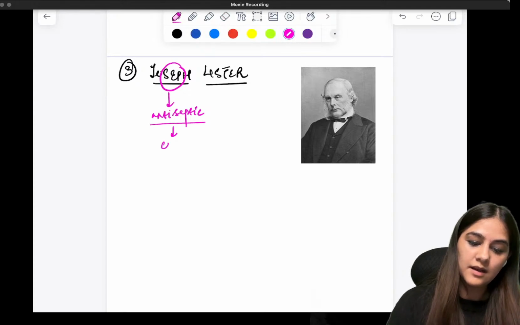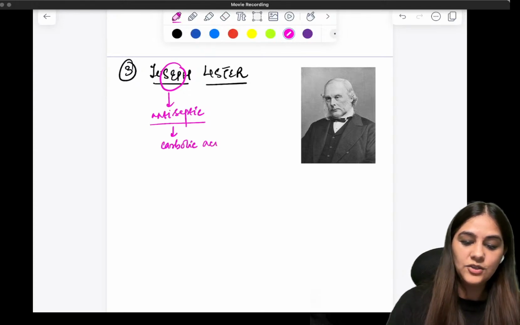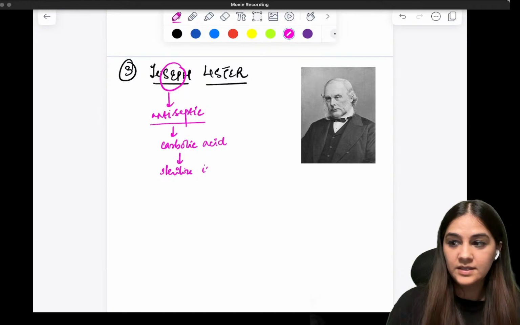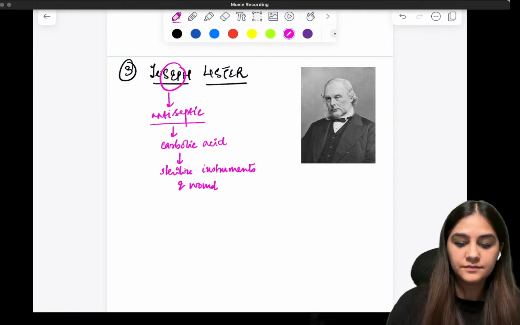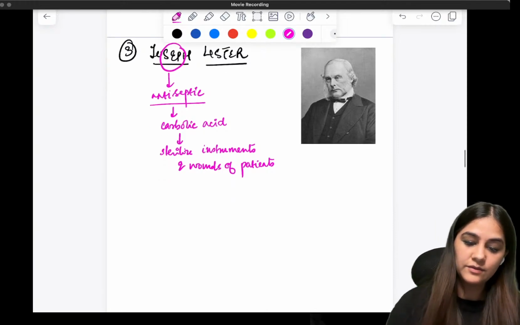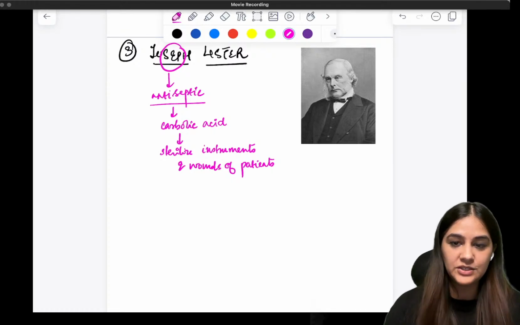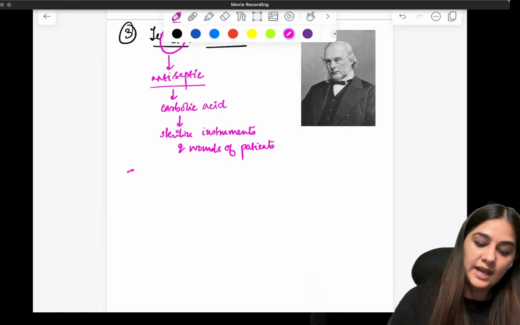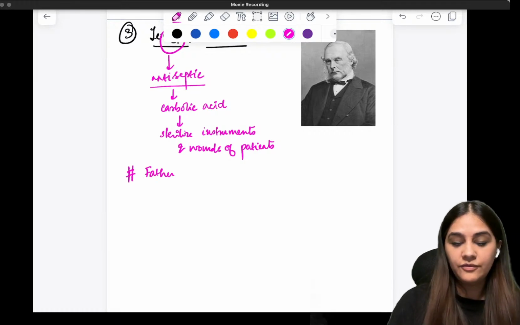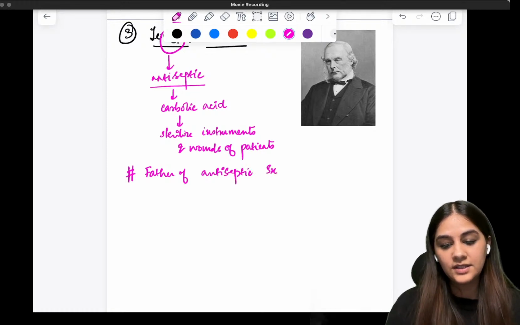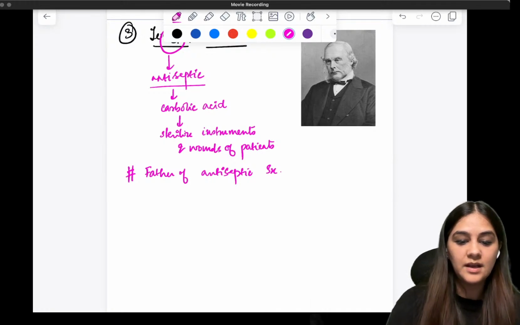known as carbolic acid, and he used this carbolic acid to sterilize instruments and wounds of patients, right? So he actually used this antiseptic, which is carbolic acid, to sterilize instruments and wounds of patients. So that is why he is known as the father of antiseptic surgery. Understood? So this can actually come as an MCQ.